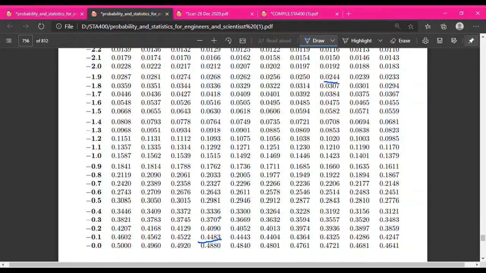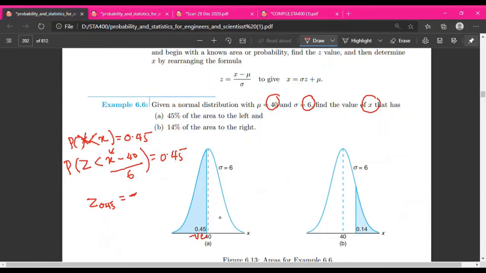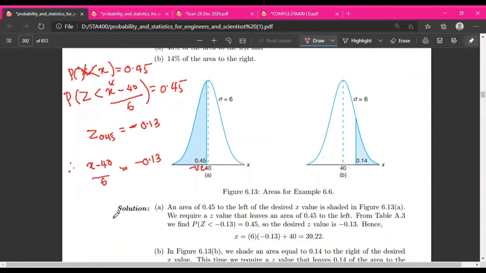Negative 0.13. So the value here is negative 0.13. So we can say that X minus 40 over 6 is negative 0.13. So we can find the value of X. It will be like this: negative 0.13 times 6 plus 40. The answer is 39.22.